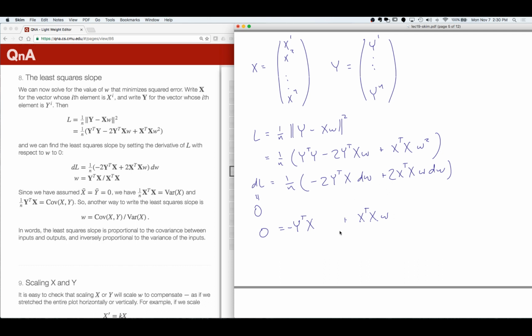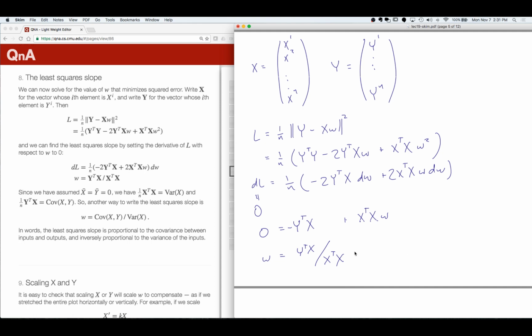because in order for this to be 0 for all possible values of dw, the coefficient of dw has to be 0, right? So I get then that w is equal to y transpose x over x transpose x, right? And so this is just a simple expression for the optimal slope in a linear regression. And okay, it's an expression, not really immediately obvious how to interpret it. And so what we're going to do for the next little bit is work on interpreting this.